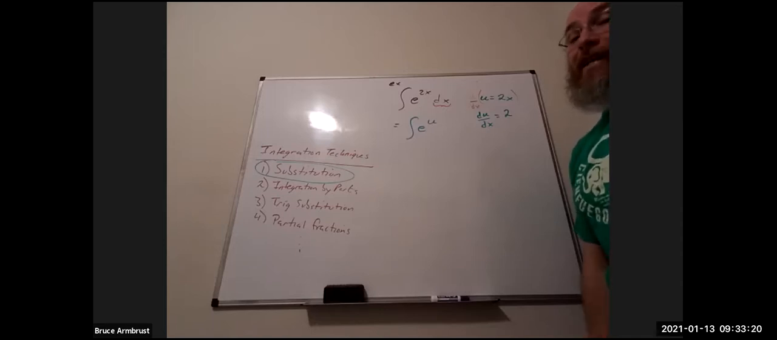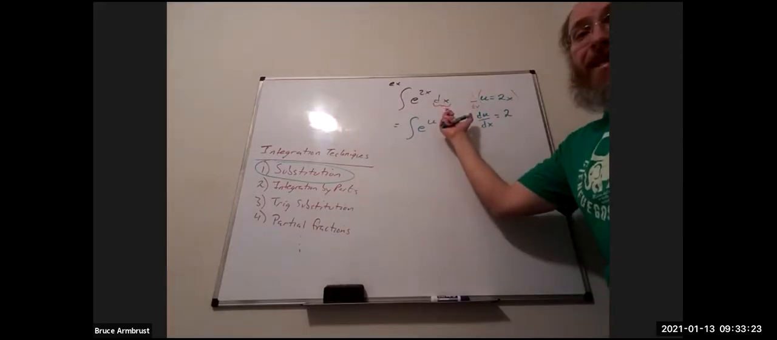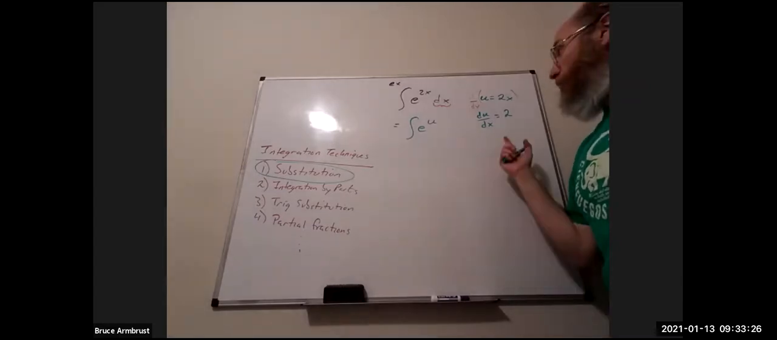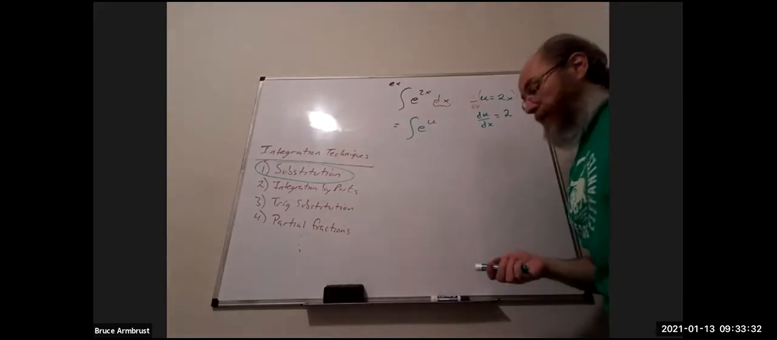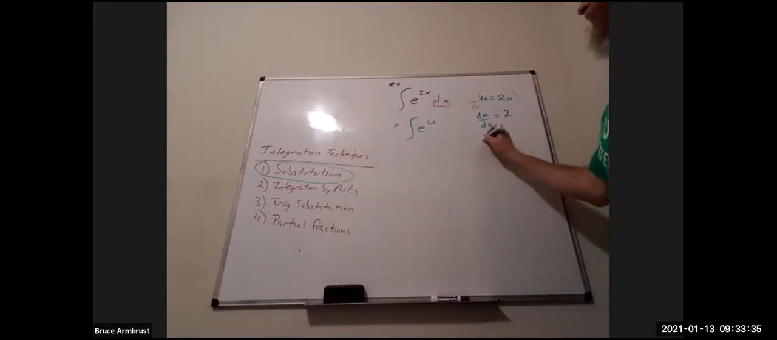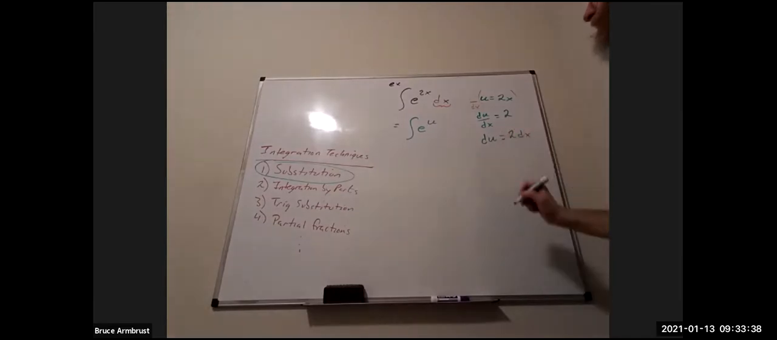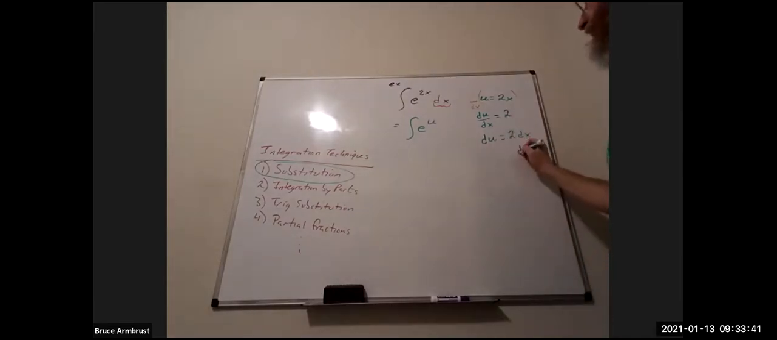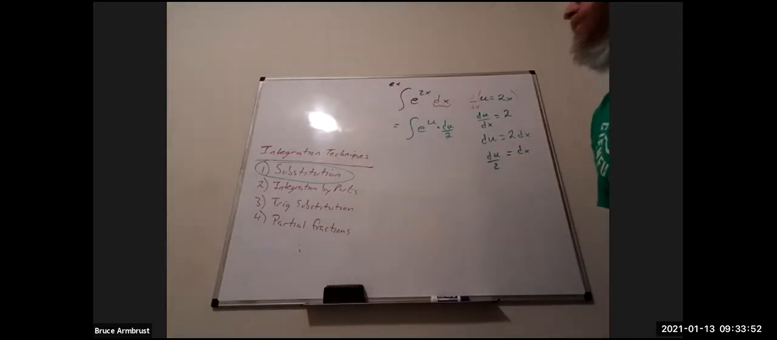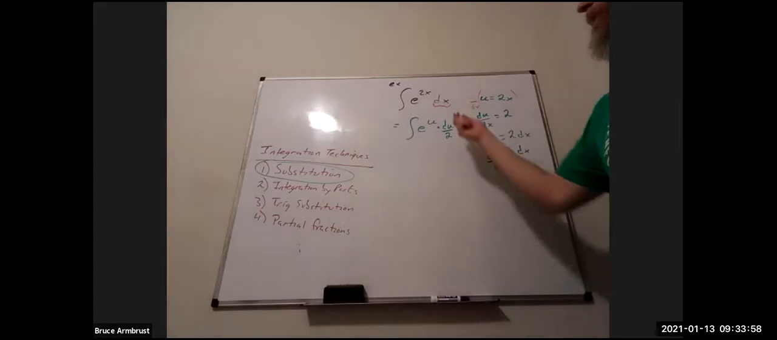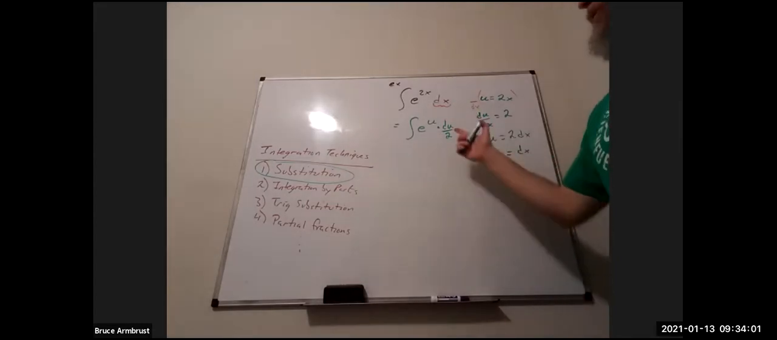Well, here's why I did that. Remember what I'm trying to do? I'm trying to get rid of this dx. I can use this to solve for dx to plug it back in. So if I just do a little algebra on this, I get du is equal to 2 dx. Multiply both sides by dx. And then if I divide by 2, I get dx is equal to du over 2. So that means in order to completely change my integral to this new variable, I have to change that dx as well into a du over 2.